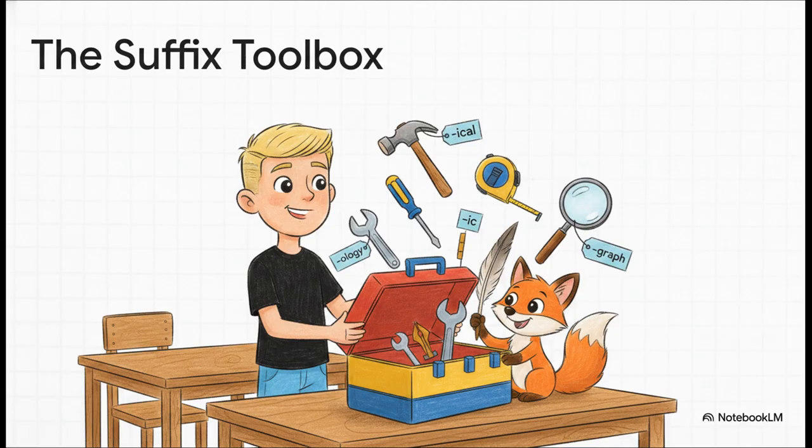You've got alogy, which means the study of. You have ickle and ick, which both mean related to. You have ometer, the measurer, ickle for a small thing or story, and graph for writing. Seriously, memorize these 6 tools and you won't just master CHRON words, you'll unlock thousands of other words too.